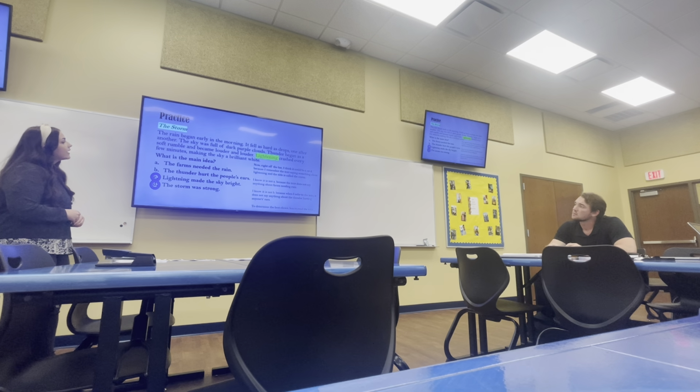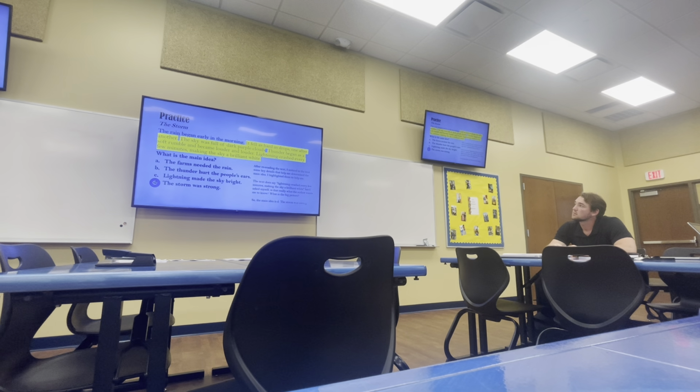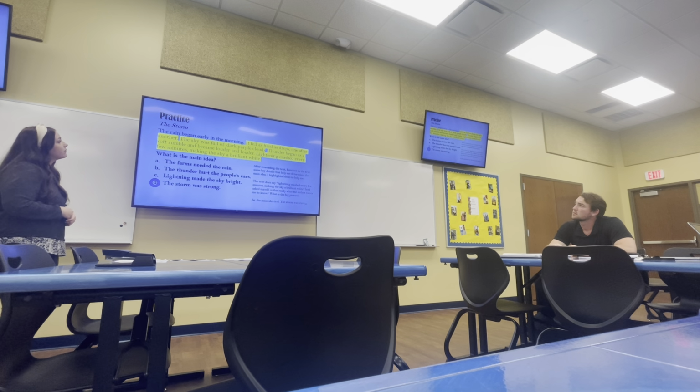So I know it is not A because the text does not say anything about farms needing rain. I know it is not B because when I refer to the text, it does not say anything about thunder hurting anyone's ears. So to determine the best choice, I reread it. The rain began early in the morning, and I looked at the key details, which are it fell as hard as drops, one after another. The sky was full of dark purple clouds. Thunder began as a soft rumble and became louder and louder. Lightning crashed every few minutes, making the sky brilliant white.